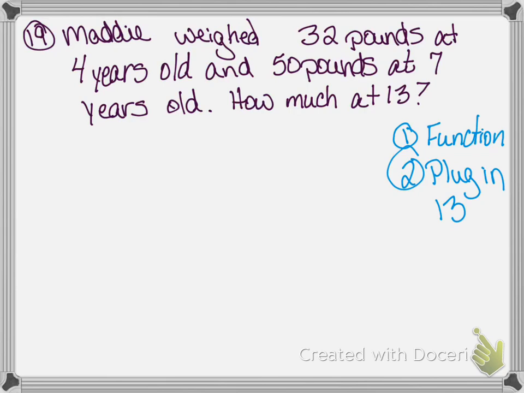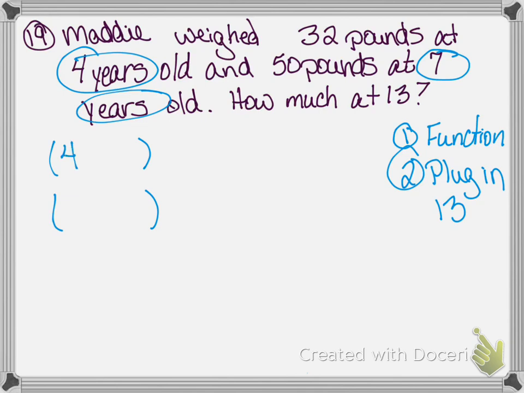Okay, so in order to find the function, we're going to find our slope first. We've got to really make sure we understand what's the x values and what are the y values. Her age is going to be my x values. Okay, so at 4 years old, she weighed 32 pounds. Okay, then at 7 years old, she weighed 50 pounds.